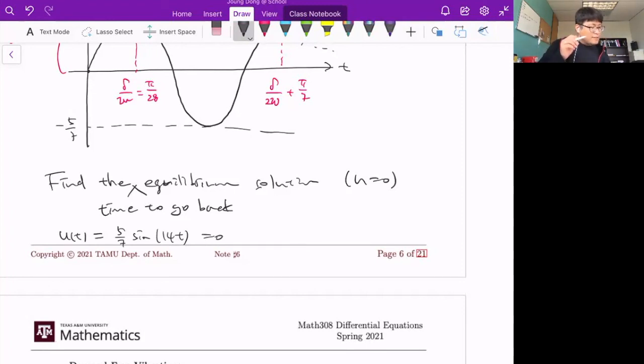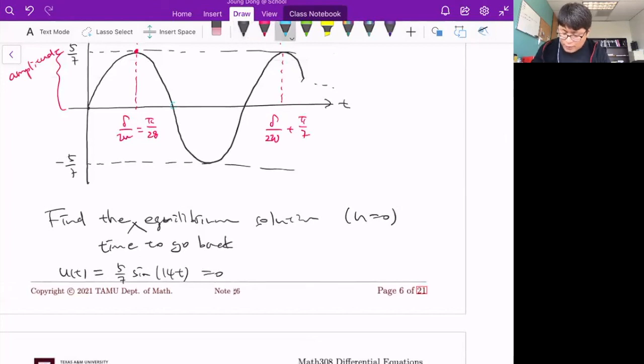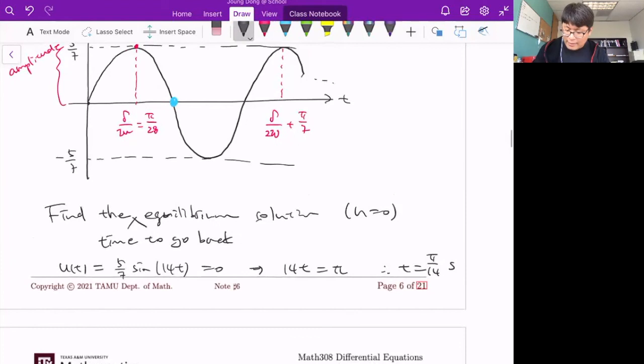The first time the motion comes back to the initial position is what? In the graph, I'm talking about this point. Can you see the blue point? Okay. So that point will be when 14t is equal to pi, right? So your 14t equals pi, then your time t is equal to pi over 14 second. So the blue dot is pi over 14 second. Is that okay?